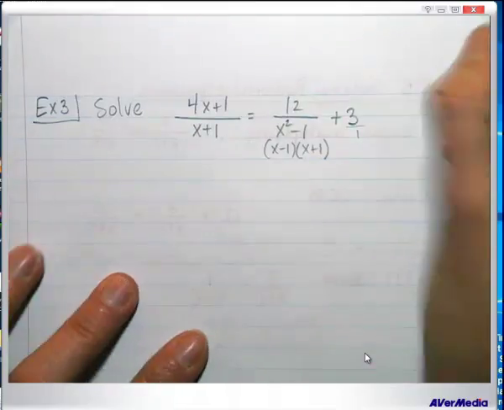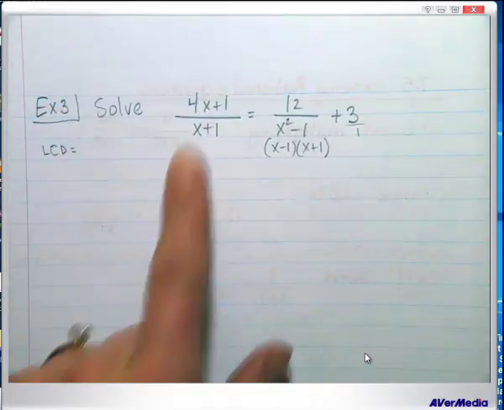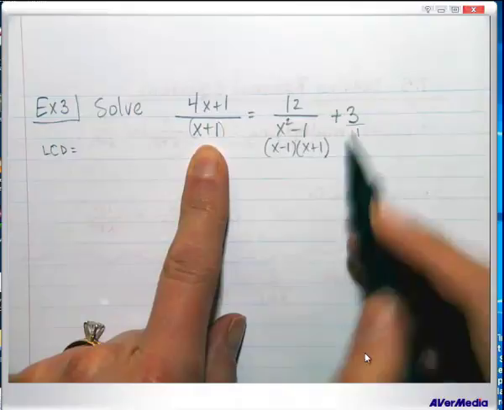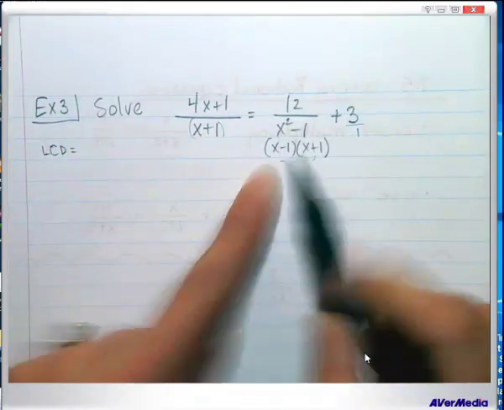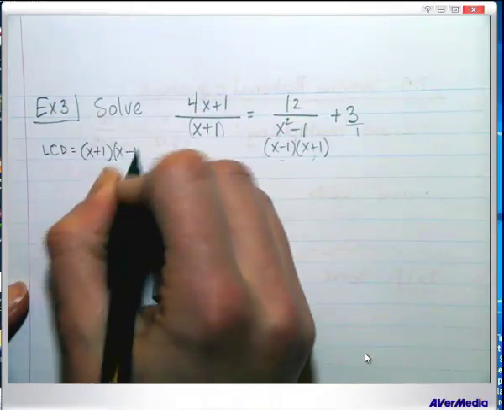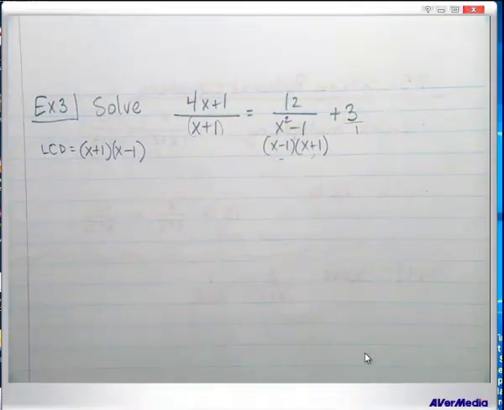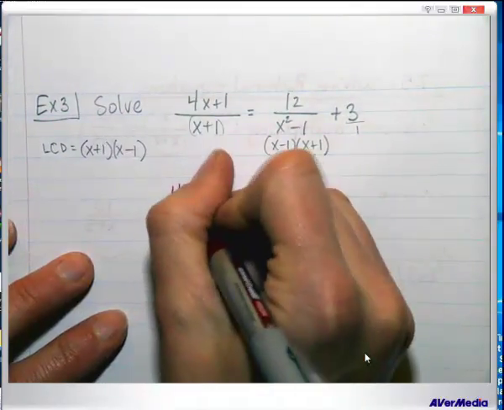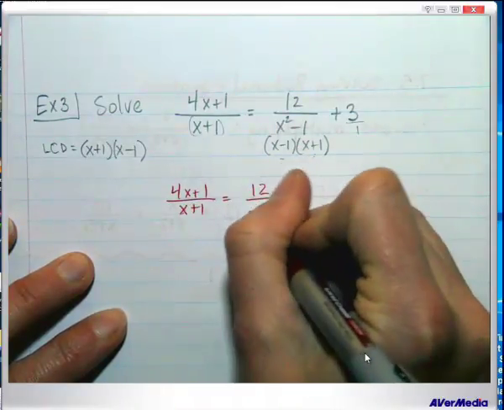So our least common denominator is going to have the x plus 1, which both of these two do, but it also needs to have the x minus 1. So my least common denominator is x plus 1 times x minus 1. I'm going to rewrite my problem, and you guys don't have to rewrite. If you can, keep your work organized.